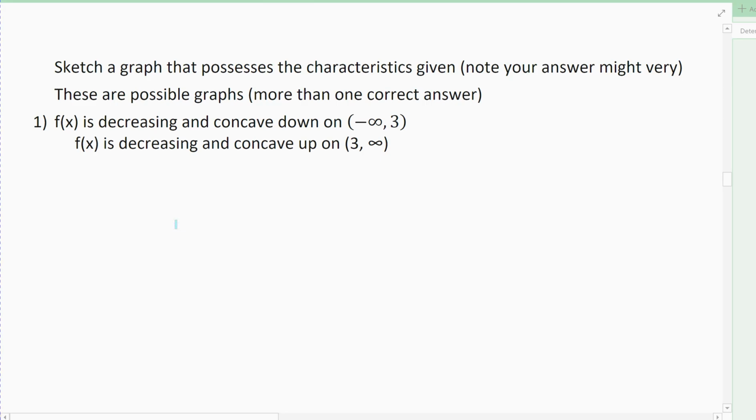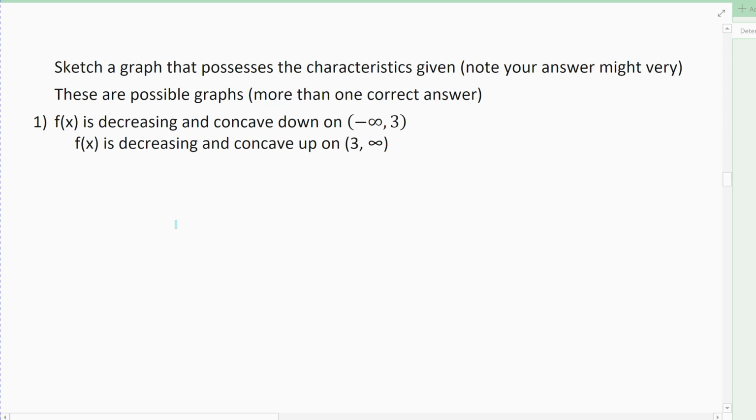Alright, so this is sort of working in reverse. We're not given any functions. All we're given is some information about our functions. And so what we're going to do here is, given information about our functions and its derivatives, what possible function could this be? Now, again, my note here is that your answers might vary because there are multiple functions that have the same characteristics. But the graph should reflect certain shapes, certain characteristics.